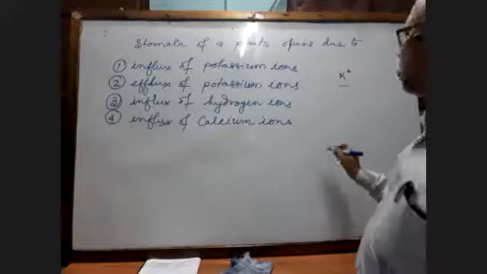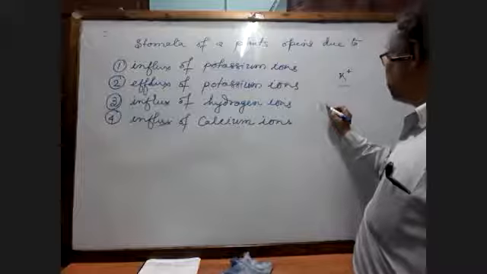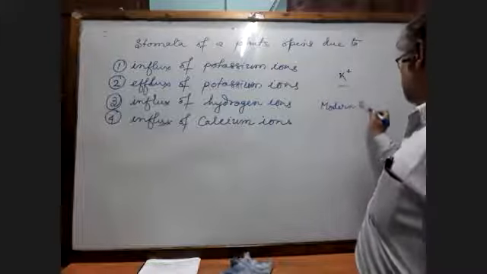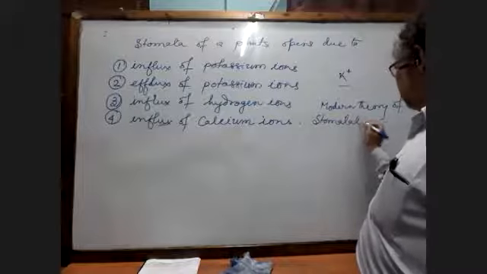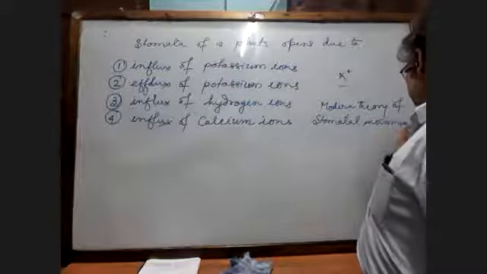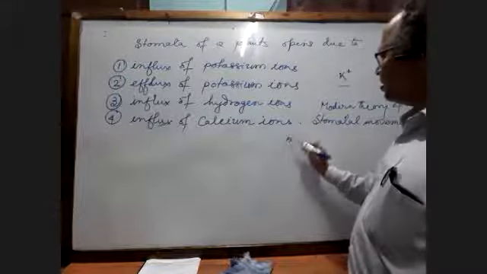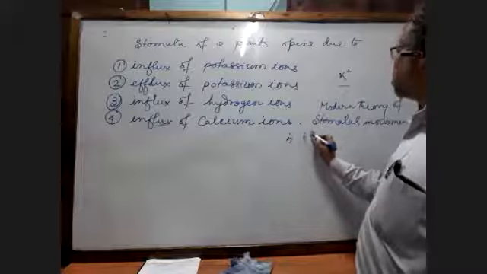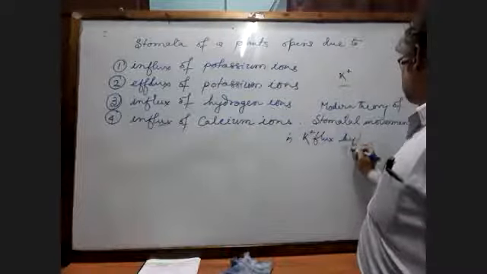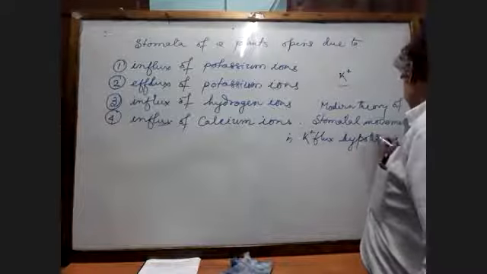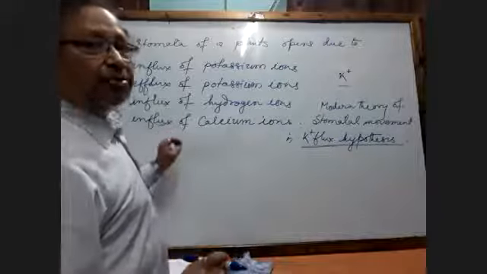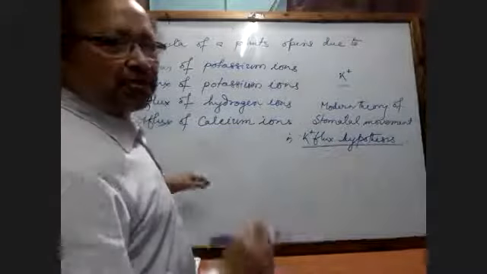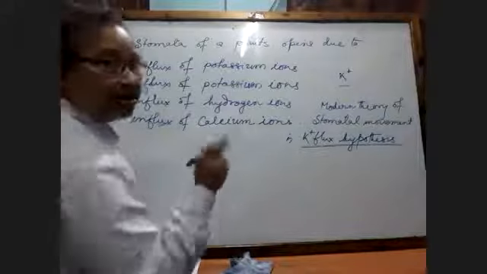The modern theory of the stomatal movement is the potassium ion flux hypothesis. Okay? It has been observed that during the opening of the stomata, potassium ion from the neighboring cell enters into the guard cell.